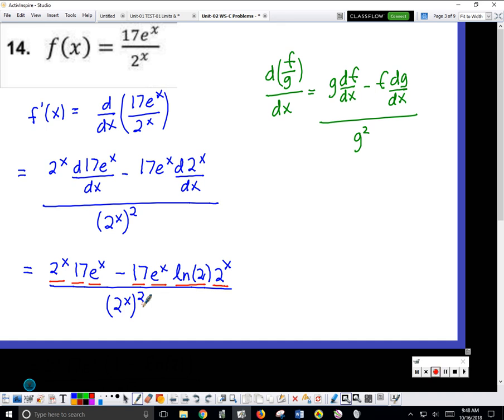This is the final answer if it's the written section of the AP test. If it's the multiple choice section, you're going to have to factor. So I noticed that right here I have 3 factors. Here I have 4. I'm going to have a question on why I underlined what I underlined. So I look for the common factors. The factors that are common are 2 to the x, both places, 17, and e to the x.